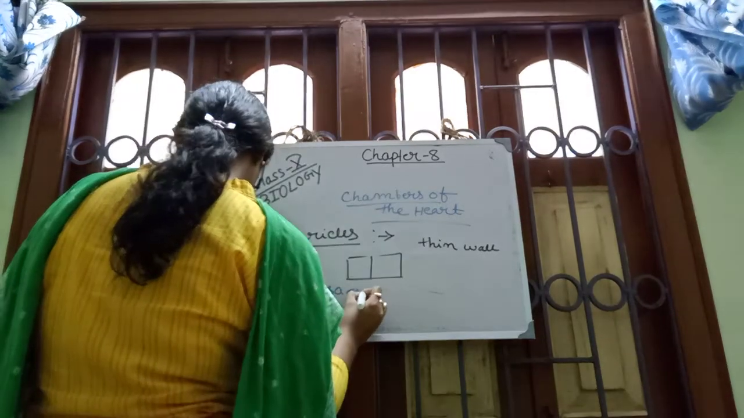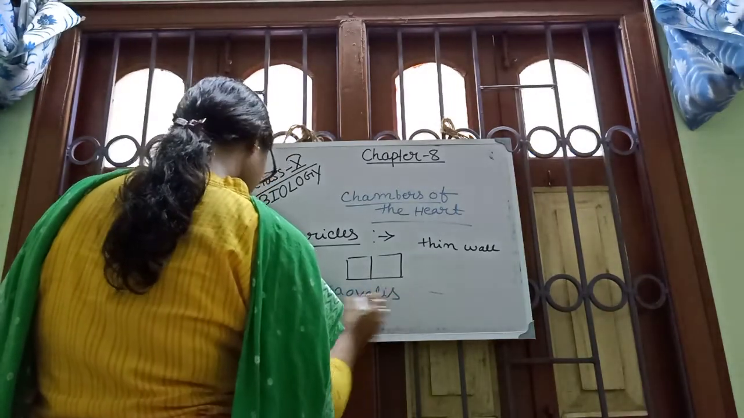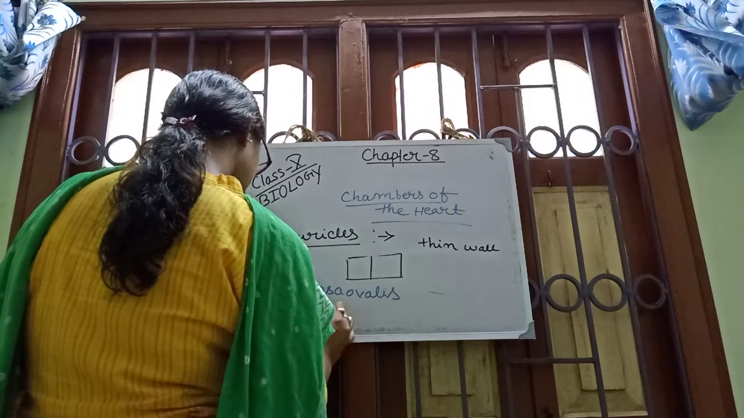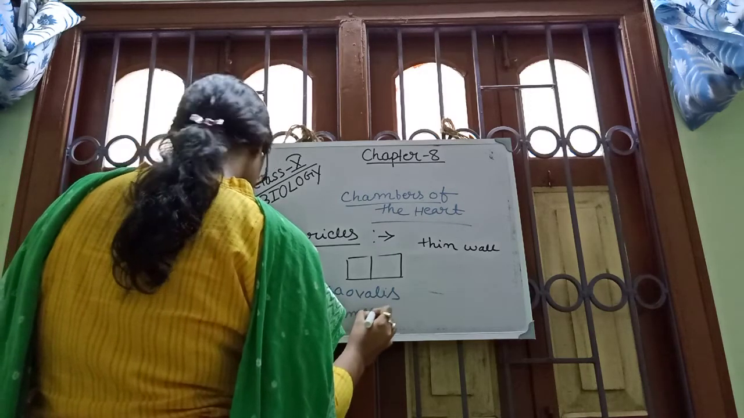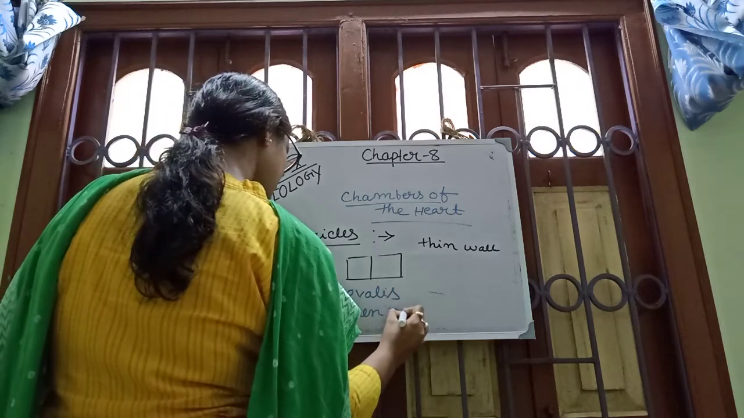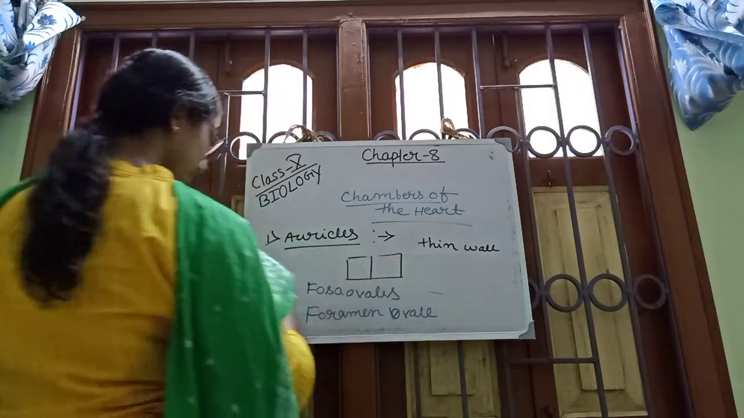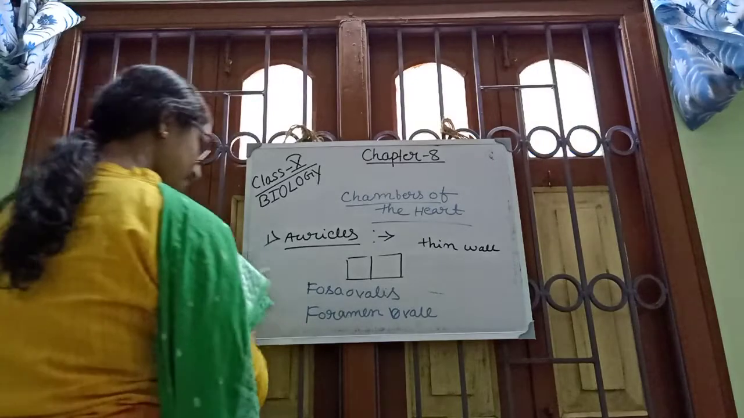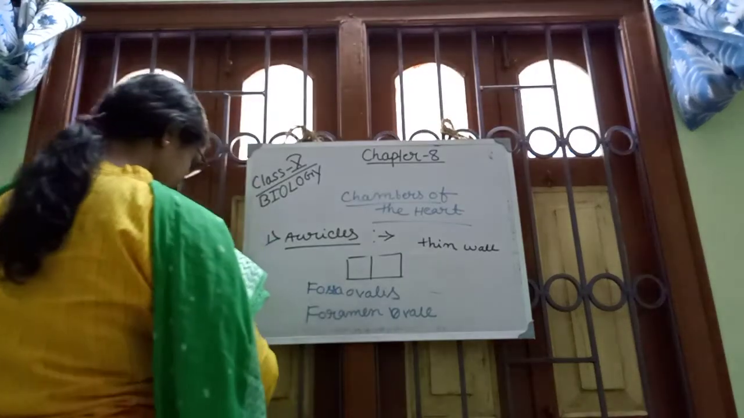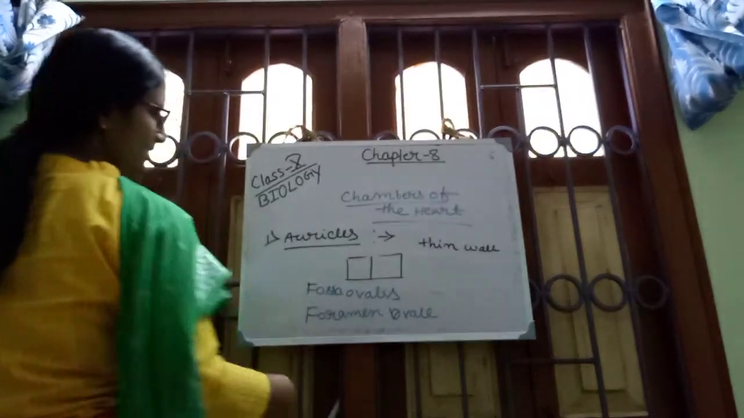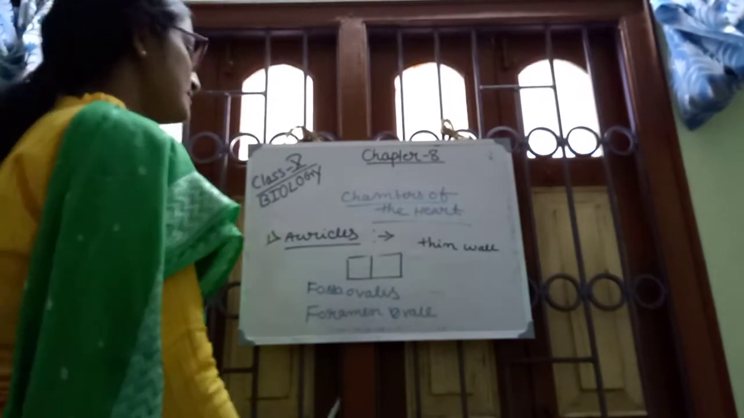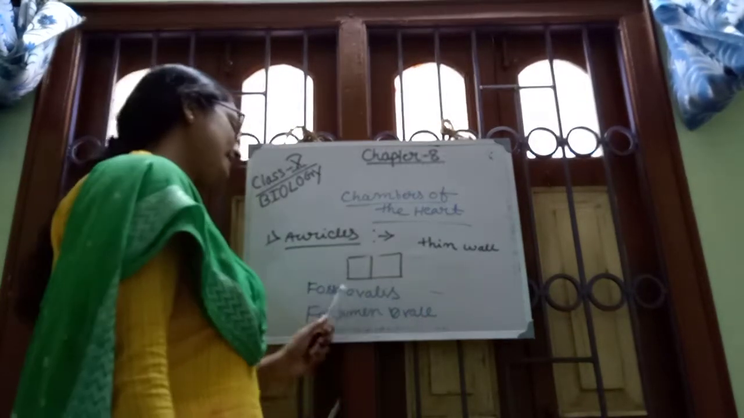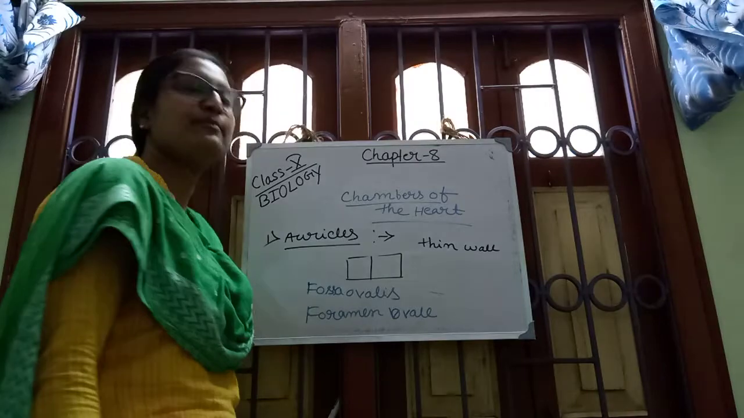Fossa ovalis and foramen ovale. Okay, fossa ovalis and foramen ovale. This is the auricle, thin wall, and this is the fossa ovalis and foramen ovale.